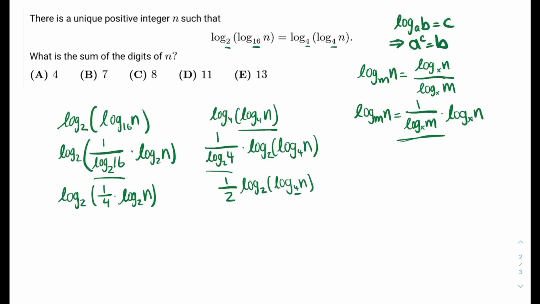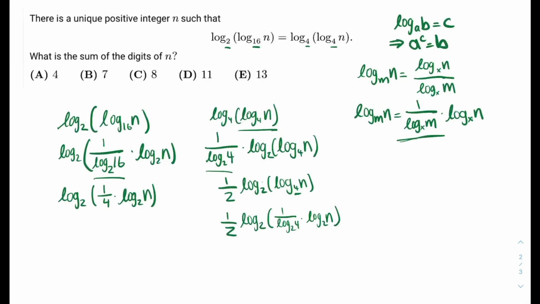Let's now try to simplify this log base 4 to be in terms of base 2. This is the same thing as a half times log base 2 of 1 divided by log base 2 of 4, times log base 2 of n.